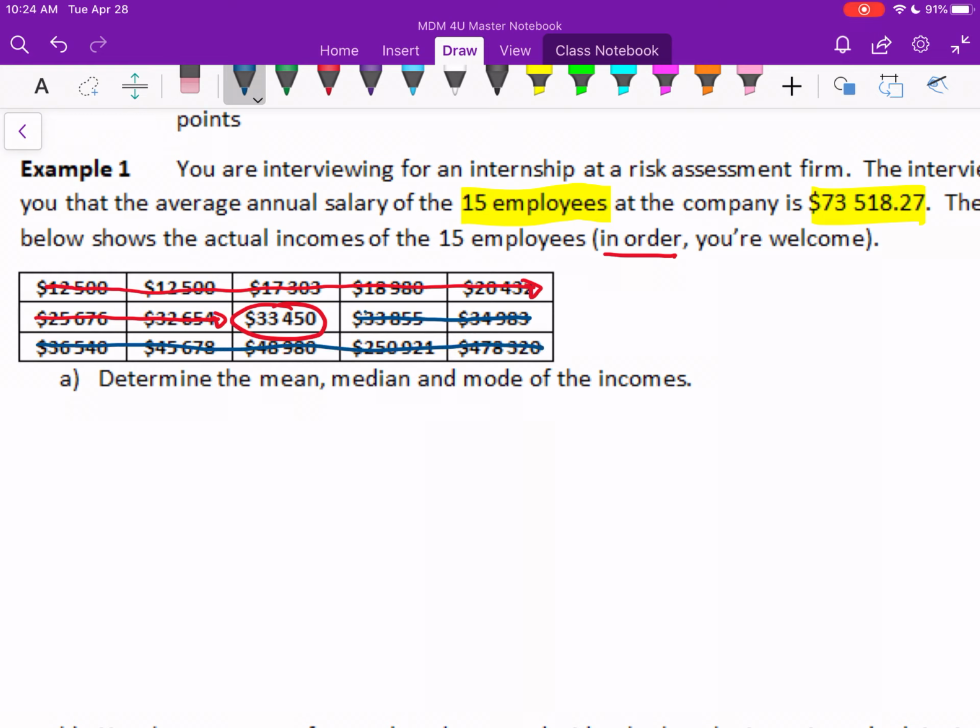Say I was to start at the other end and work my way backwards. There's 7 pieces of data below 33,450, and there's 7 pieces of data above it. That makes 33,450 the middle. So that is how I would identify my median. So let's do a little coloring here. So I'll just do the median in blue. There's my median. All right, so again, this is an odd number of data pieces.